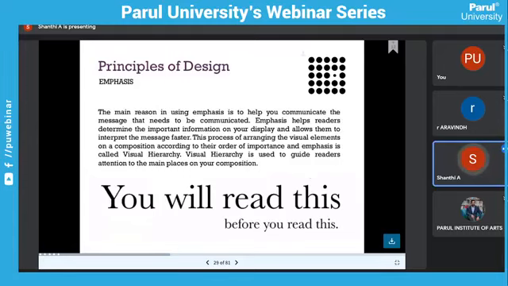And in between, we'll also read this also. So our first attention will be here. So this is how we need to create attention towards anything that we are producing. This is one best example where emphasizing a particular element can grab the attention of the viewer.